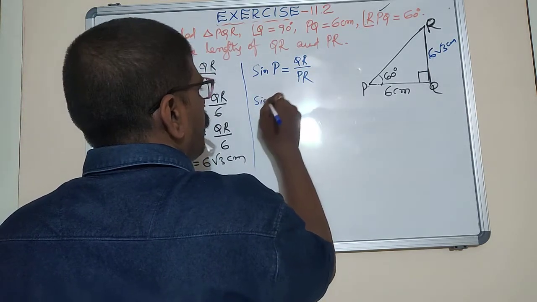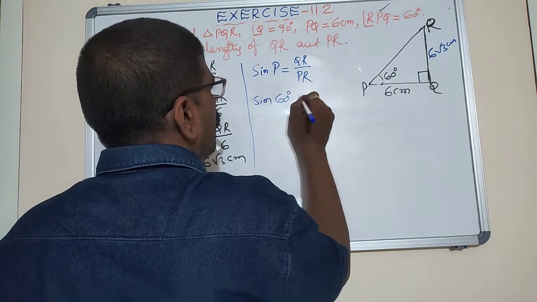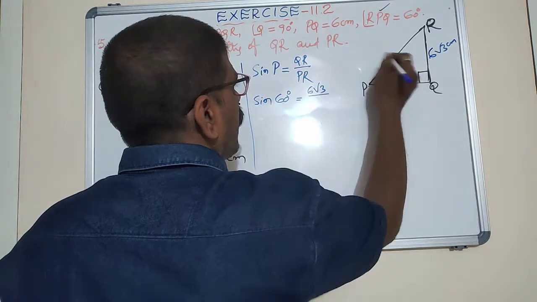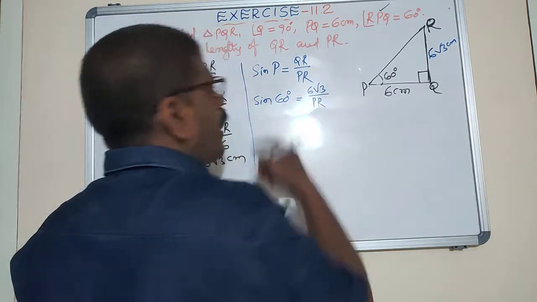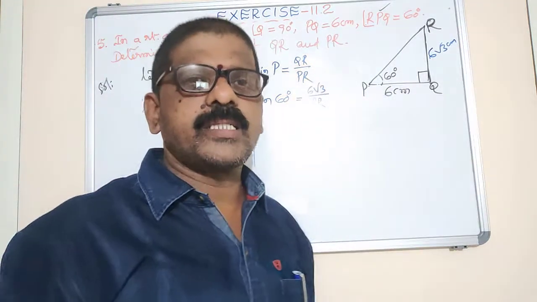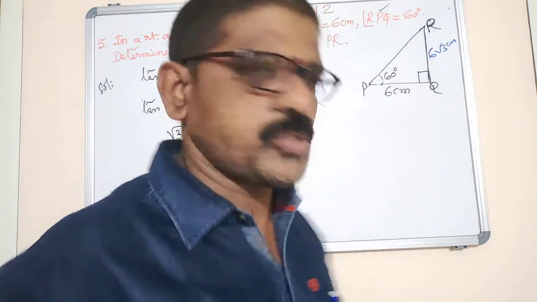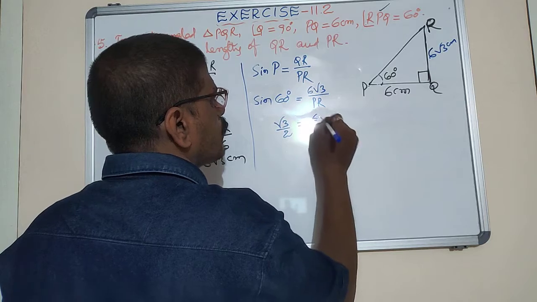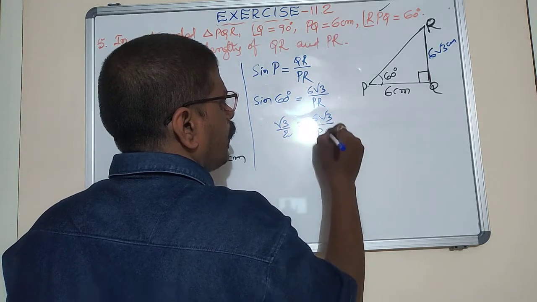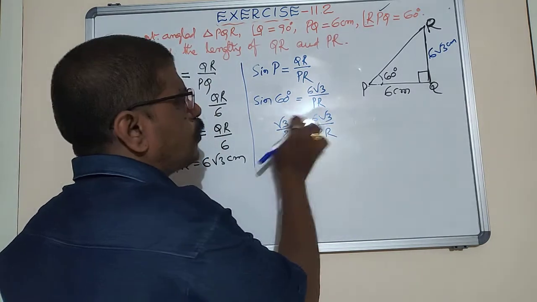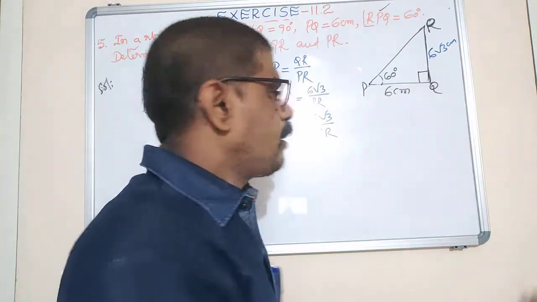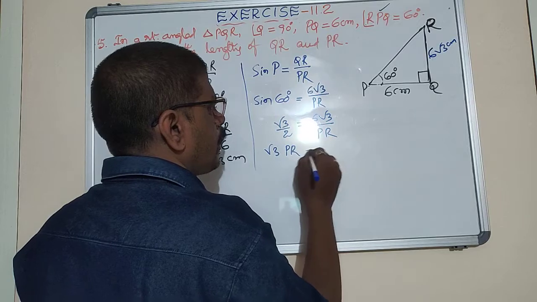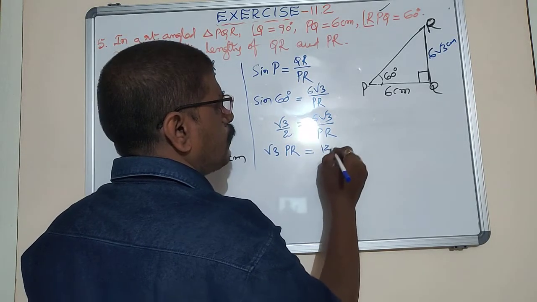Now sin P, with P being 60 degrees, equals QR, which is 6 root 3, divided by PR. Clear? What is the value of sin 60 degrees? Sin 60 degrees is root 3 by 2. Now we can write root 3 by 2 equals 6 root 3 by PR. Now in the equation root 3 is cancelled. Or by cross multiplication, root 3 PR equals 2 into 6, that is 12 root 3.